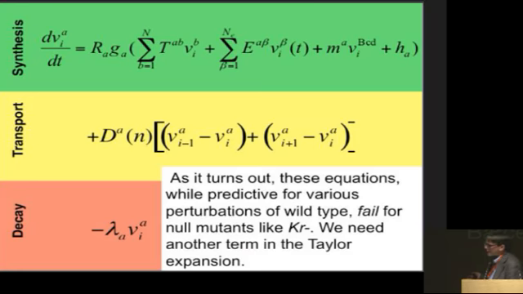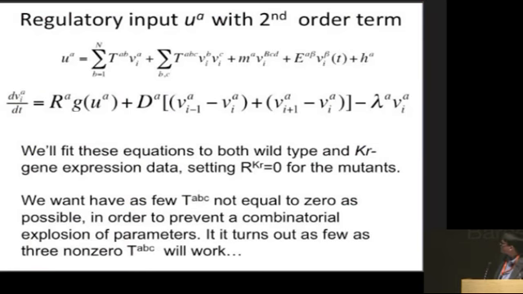As it turns out, these equations, although they're quite predictive for various perturbations of wild type, they fail completely for null mutants. And it took us a long time and a lot of patience to convince ourselves of that. And then we just didn't know what to do. So I didn't talk about this much in public, because you usually want to talk about your successes. But actually, there's a way to deal with this problem. Because now we know that this model is all part of a Taylor expansion. And if your first order Taylor expansion doesn't work, you can add higher order terms. So that's what we did.